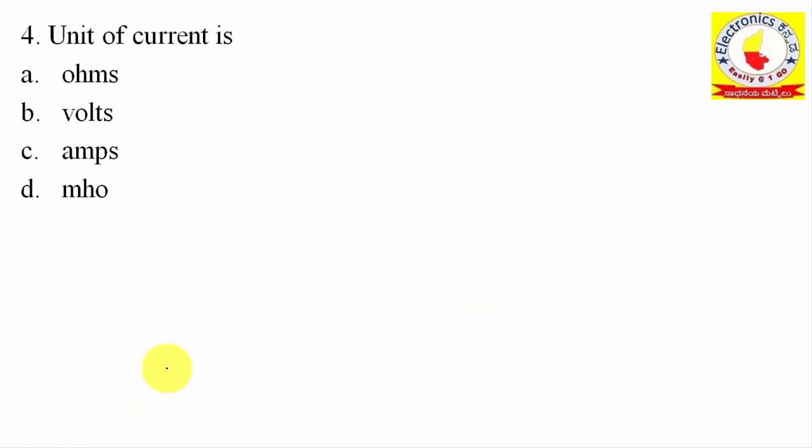Option C is correct. Fourth question, unit of current. So it's a basic question they are asking. Unit of current is ampere. In short, they write it as AMPS, right?